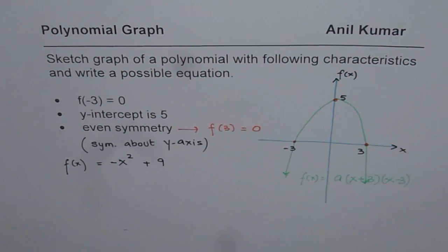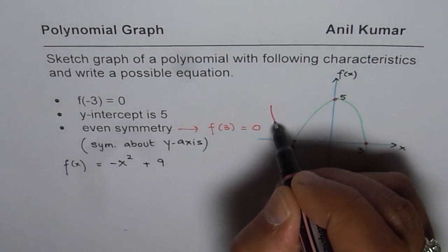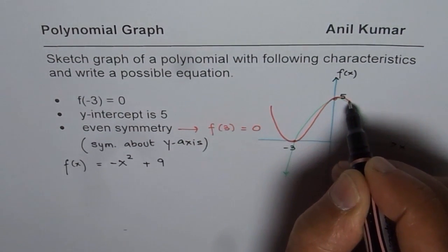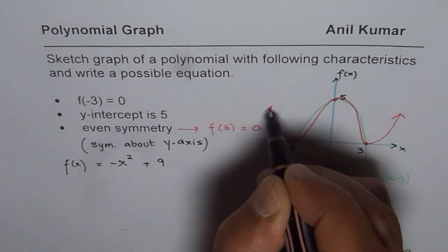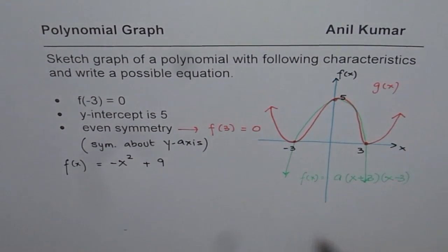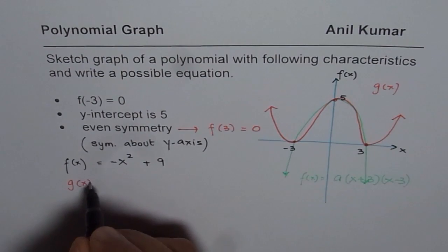Well, that is one of the functions, but you could graph many polynomials with these given characteristics. Let me sketch one more here. This time I'll make a quartic function. Let's say you have a function which turns here and then goes there and turns at the second one also. So I've sketched another function. Let me call this g of x. Now let me write down a possible equation for g of x.